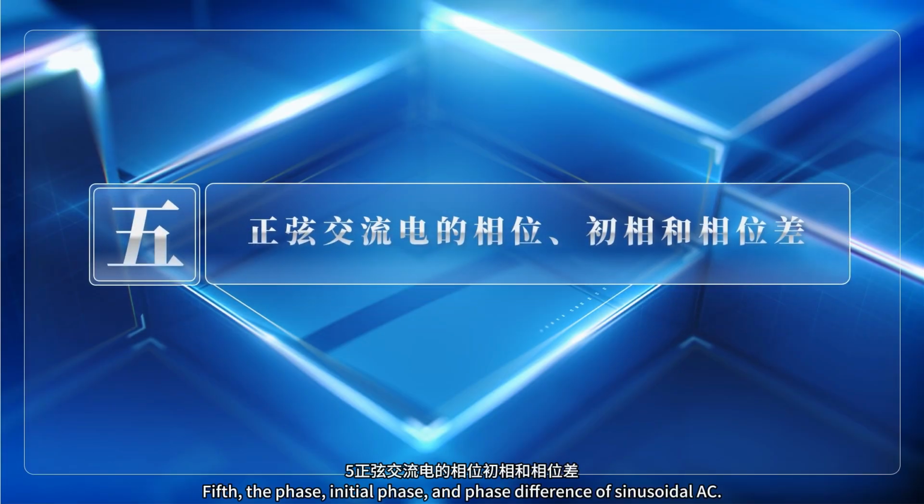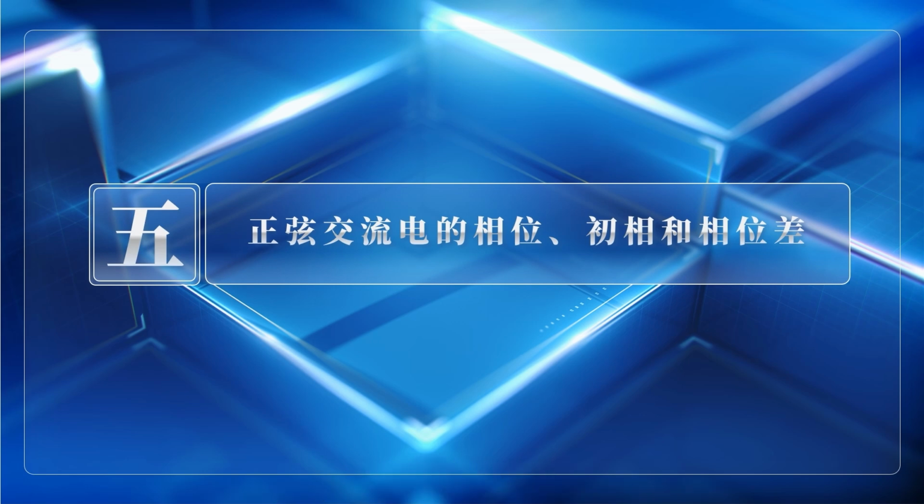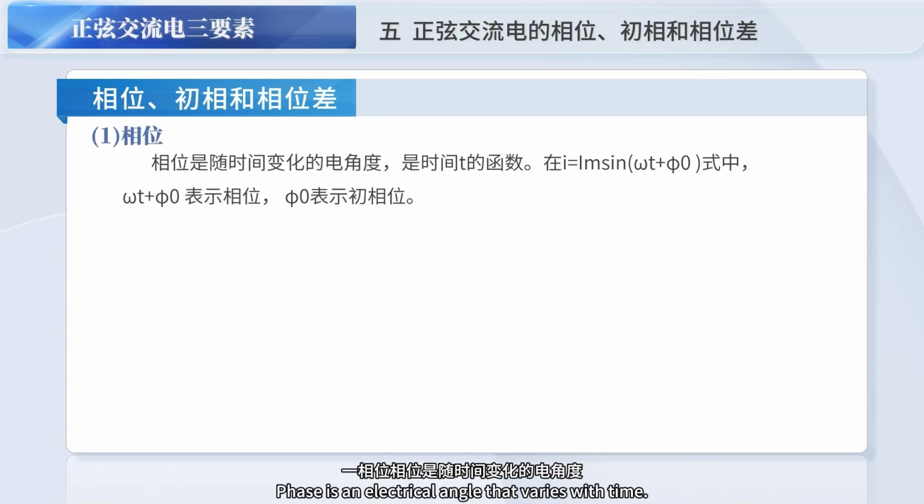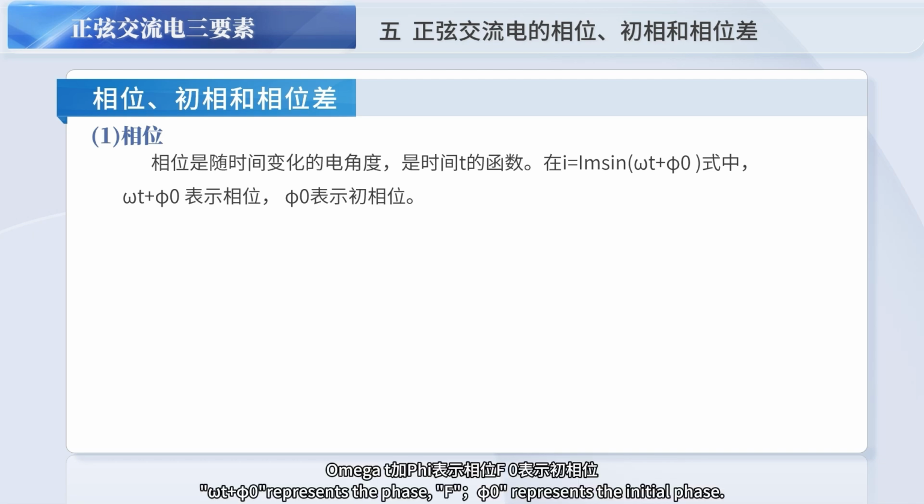Fourth, the phase, initial phase, and phase difference of sinusoidal AC. First, phase. Phase is an electrical angle that varies with time. It is a function of time t. In the equation i equals Im sin(omega t plus phi 0), omega t plus phi 0 represents the phase, and phi 0 represents the initial phase.